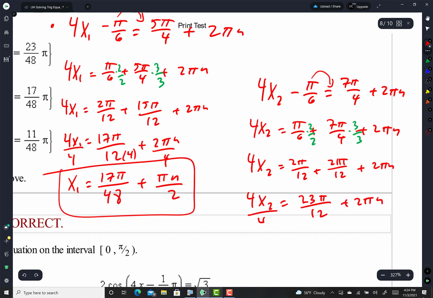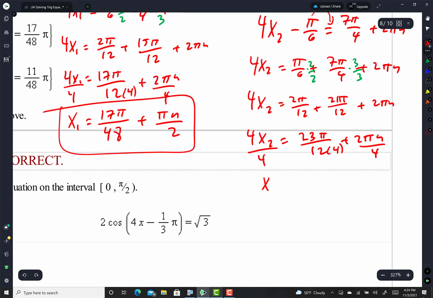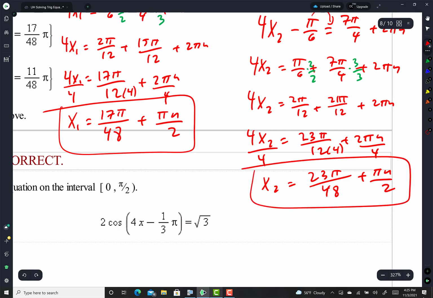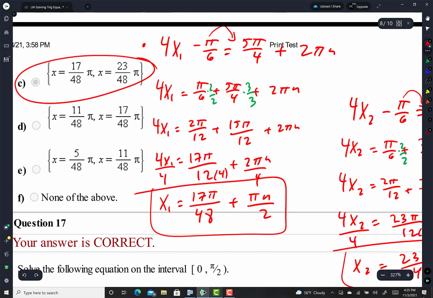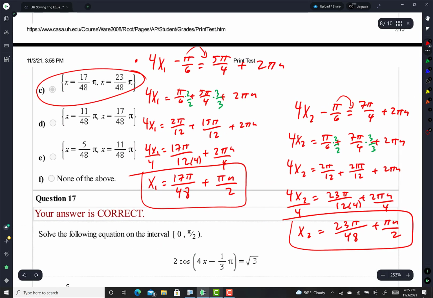And I'm going to finally divide everything by 4, divide by 4, divide by 4. So x2 equals 23 pi, 12 times 4, 48, plus pi n over 2. You're not going to use the pi n over 2. That's my general equation. So one answer is 23 pi over 48, and the other one is 17 pi over 48. So there it is. Yeah, that one was tough. Tough as in there was a lot to write. But you guys can do it. You guys are smart.